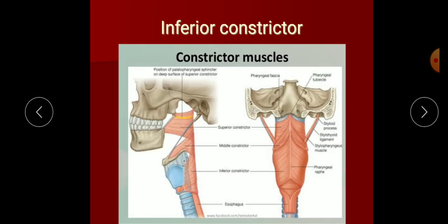So now we are starting with the next one, the inferior constrictor. I think I'll stop here in this session, and in the next part, we'll continue with the inferior constrictor and other longitudinal muscles. Okay? So I'll stop here. Okay, thank you.